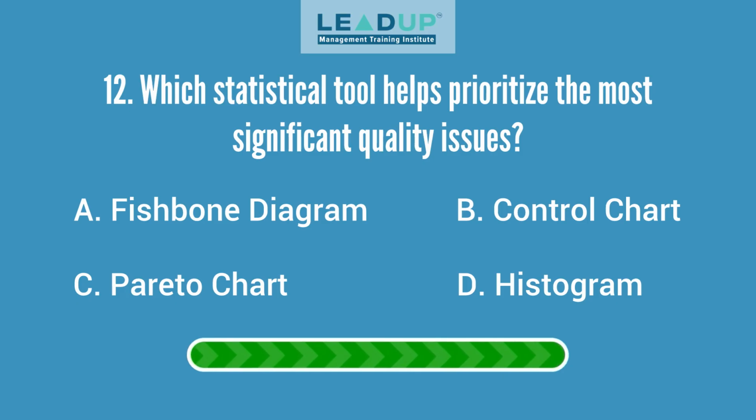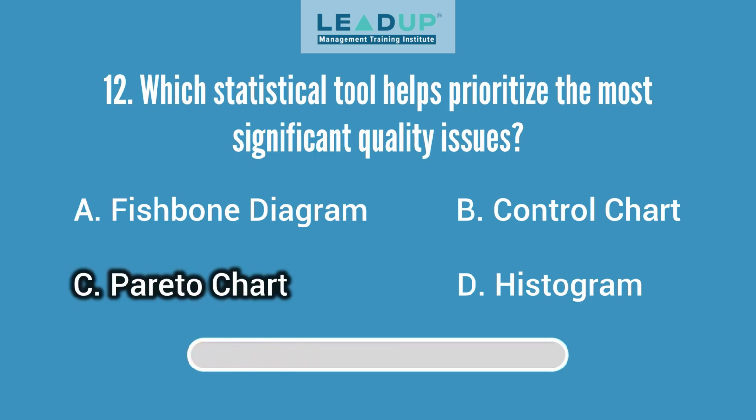Question 12. Which statistical tool helps prioritize the most significant quality issues? A. Fishbone Diagram. B. Control chart. C. Pareto chart. And D. Histogram. The answer is Pareto chart.